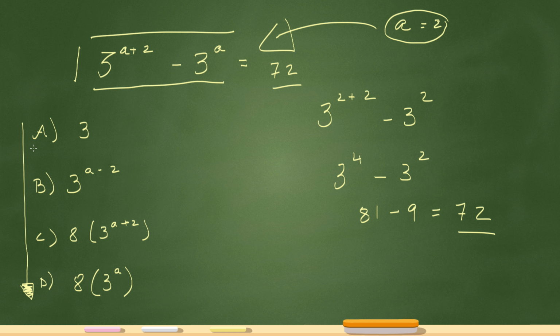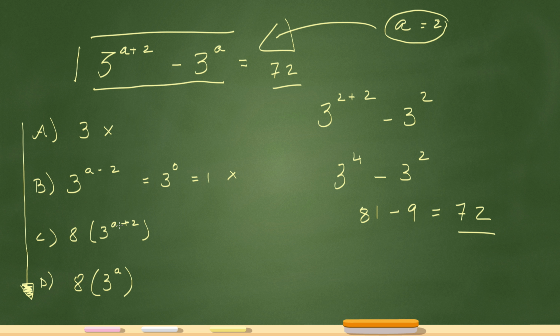Now all I'm going to do is plug my a down in all these answer choices, plug the 2 down in all the answer choices, and see where I get 72. A I can cross out. B, 2 minus 2 is 0. 3 to the 0 power is just 1. Anything raised to 0 is 1, so that's gone.